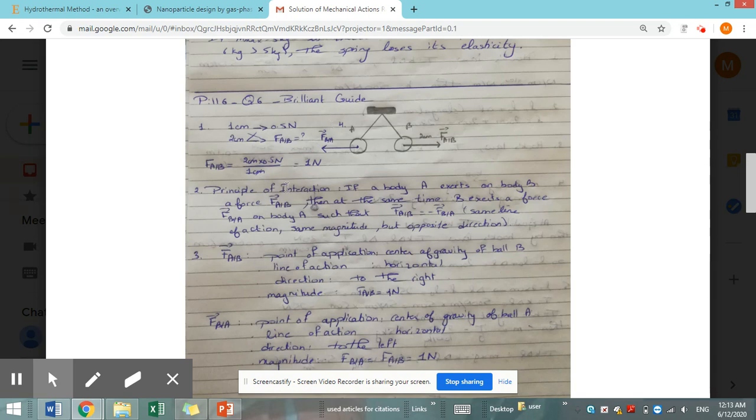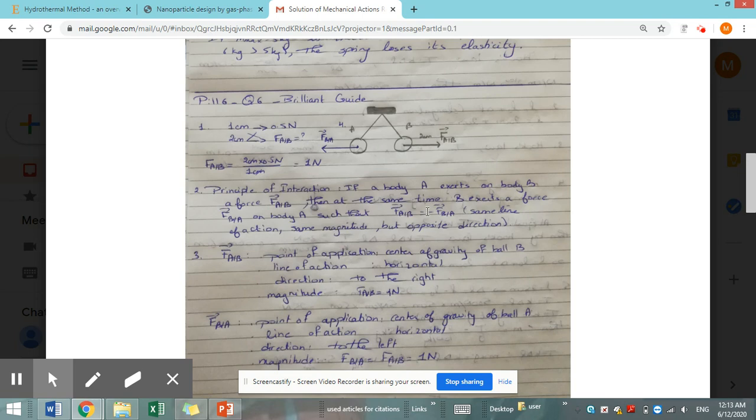So by the principle of interaction, if a body A exerts on a body B a force FA on B, then at the same time B exerts a force FB on A on body A such that FA on B equals minus FB on A. This expression means that these two forces are opposite forces, and the minus sign represents this. So they have the same line of action, same magnitude, but opposite direction.